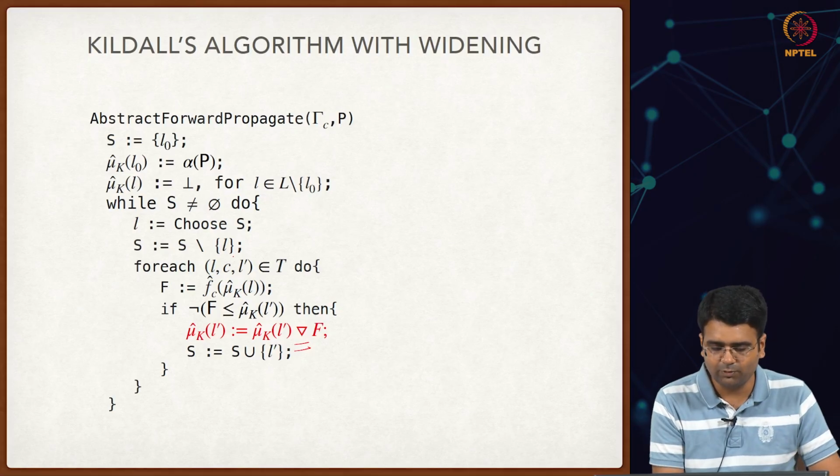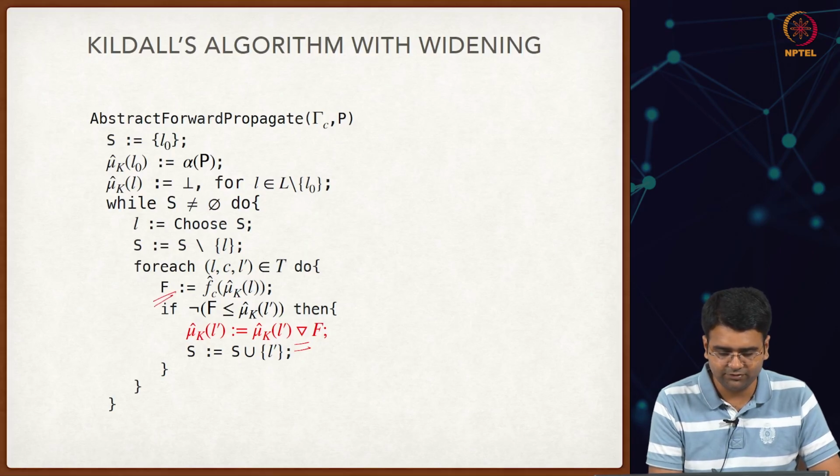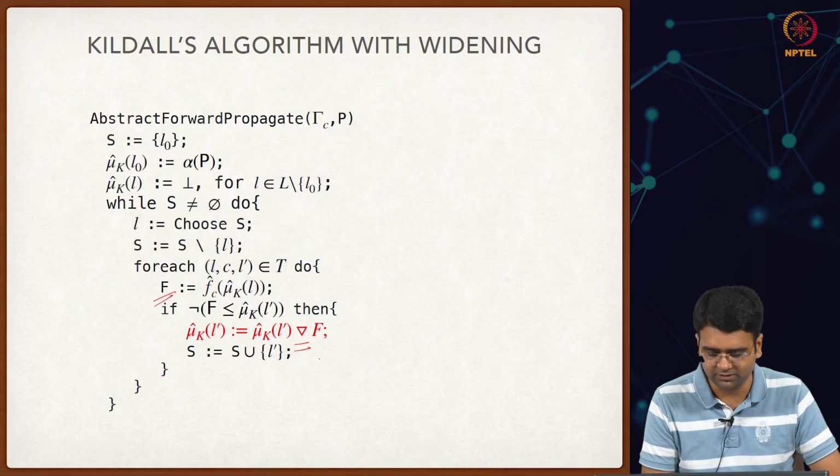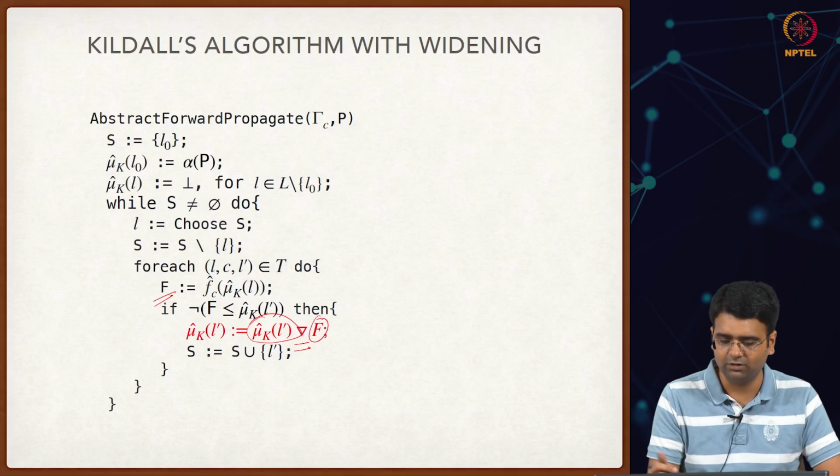So whenever you want to propagate a value from location L to location L prime, you are going to compute this f, and then use this f to update the value at the location L prime. But instead of taking the join with the original value at L prime, you will use the widening operator. The widening operator is used in a specific order, meaning that the first operand is the original value and the second operand is the new value that you have computed.